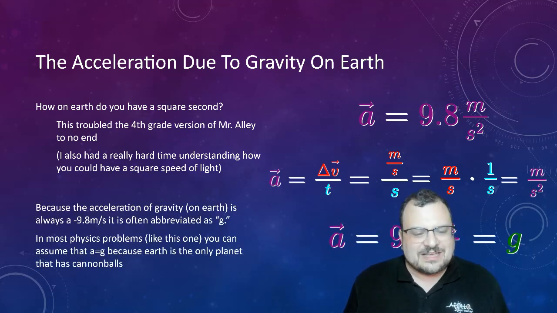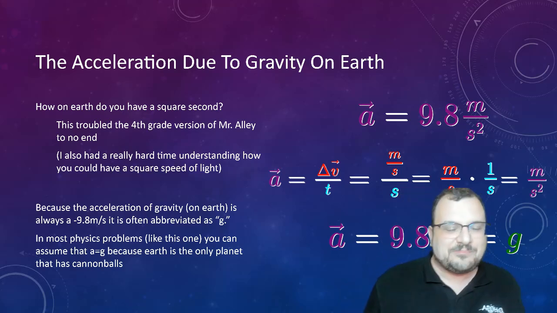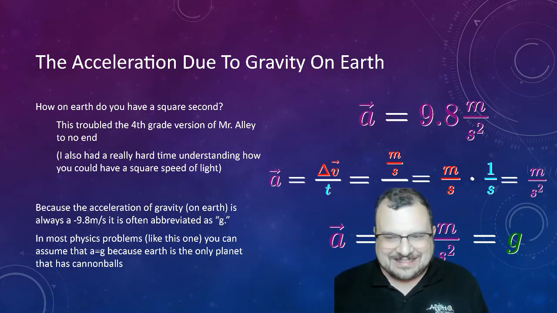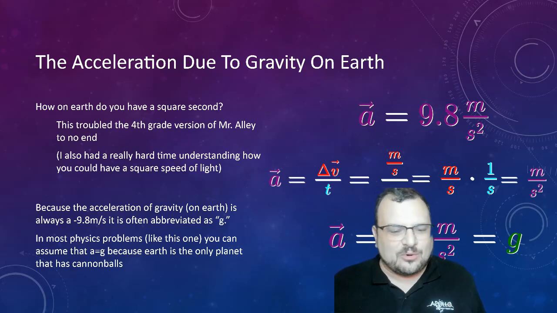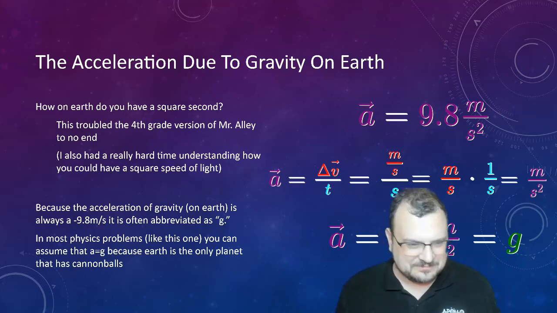Now, because the acceleration of gravity on Earth is always that negative 9.8 meters per second squared, it's commonly abbreviated as g. And because Earth is the only planet with cannonballs, we can usually assume that physics problems are going to be taking place on Earth, and therefore we can just go ahead and use g, that negative 9.8 meters per second squared. Why did I say negative? Because of course we are going to be going down.